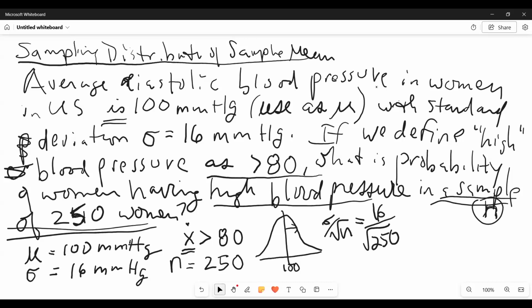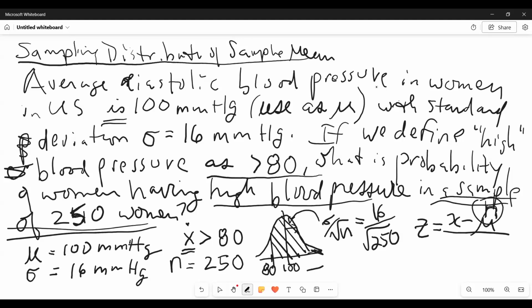Oops, it looks like I didn't calculate this out as a separate step. Okay, so that's what our standard deviation is going to be. And we've got this value along our x-axis, 80, and we want to know what this area is going to be. All right, so remember that the normal distribution table always shows us the area to the left, so we're going to need to do a 1 minus.